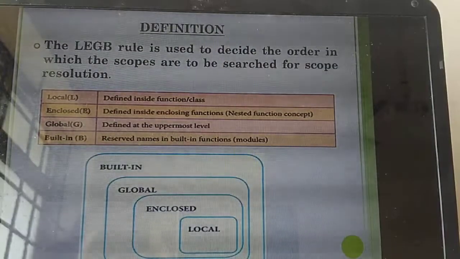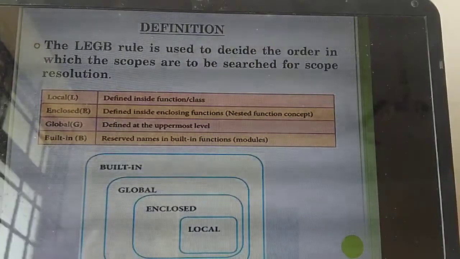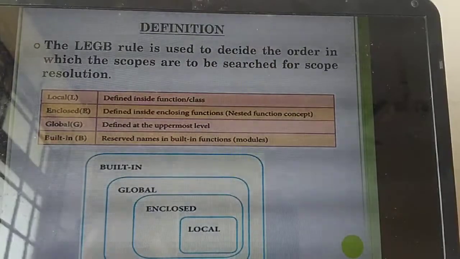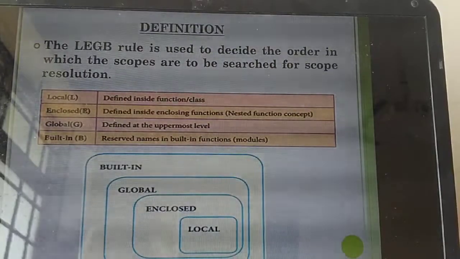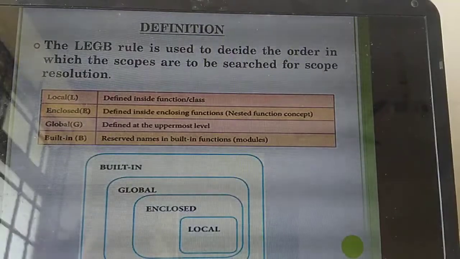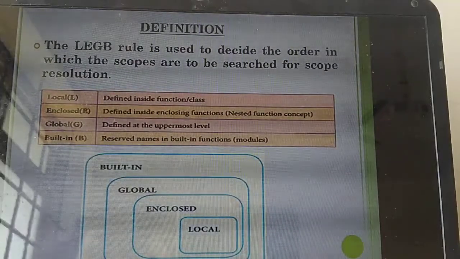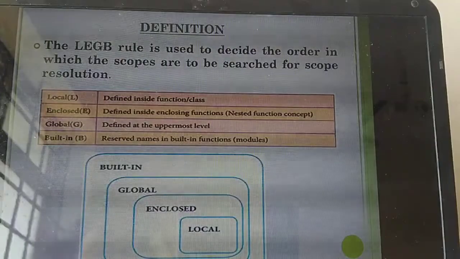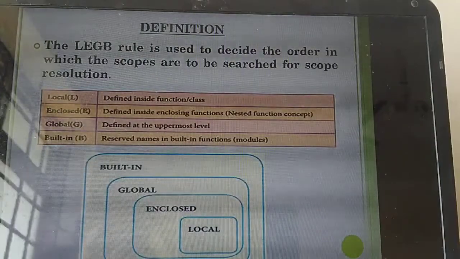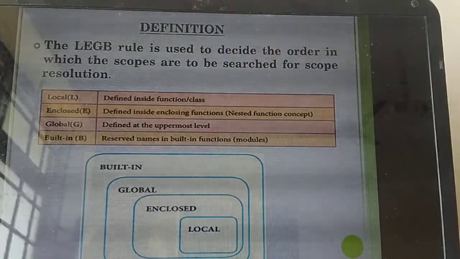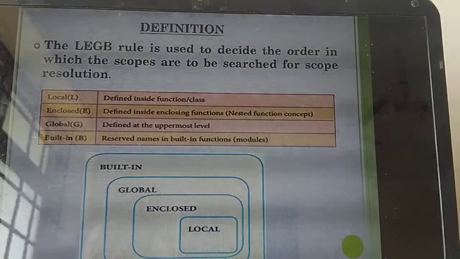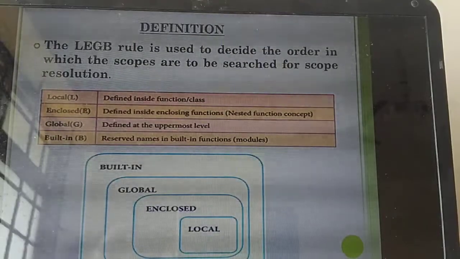Before we study the LEGB rule, just recall what you discussed yesterday. What did I teach yesterday? One important question in the scoping chapter is the LEGB rule, isn't it? Before going to study the LEGB rule, just recall what you mean by scope. What do you mean by scope?